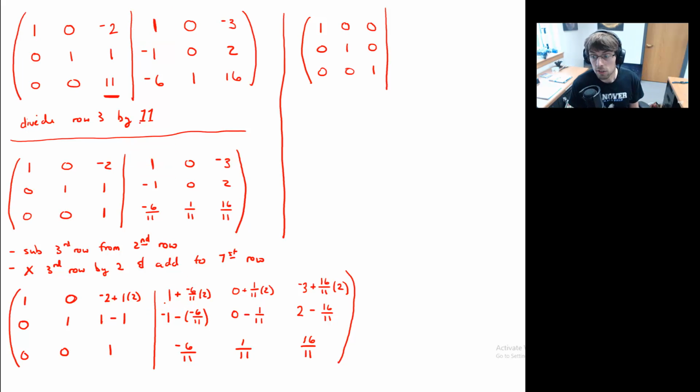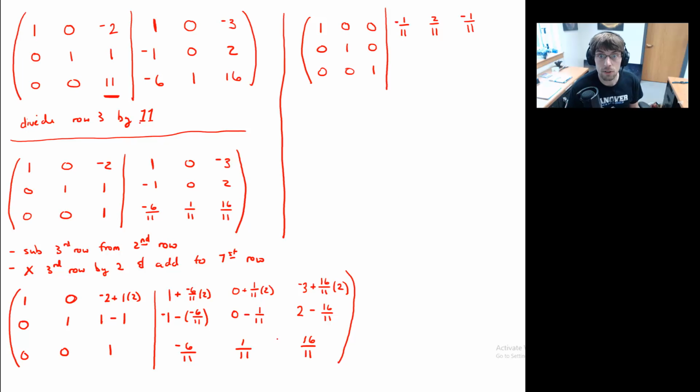Okay, so now let's go ahead and simplify. And what do we have? We have 11 elevenths minus 12 elevenths. That gives me a minus 1 over 11. We have a 2 over 11. And then we have, let's see, negative 33 plus 32. So that gives me a negative 1 over 11.